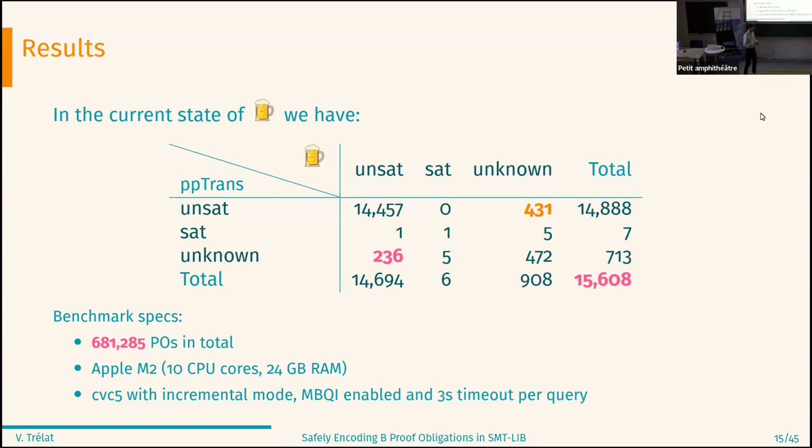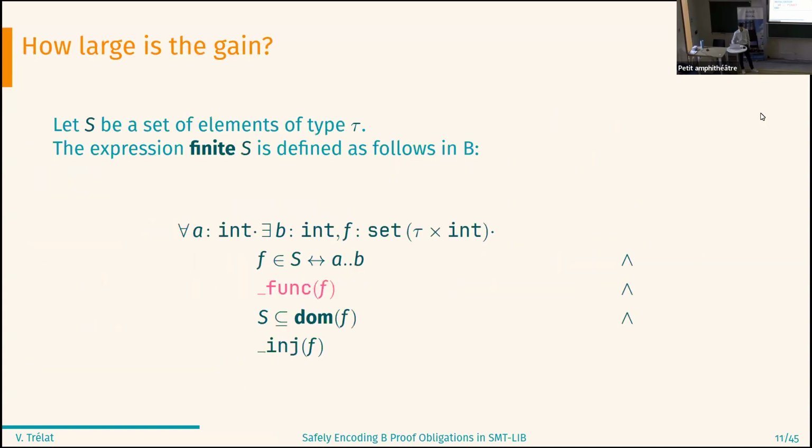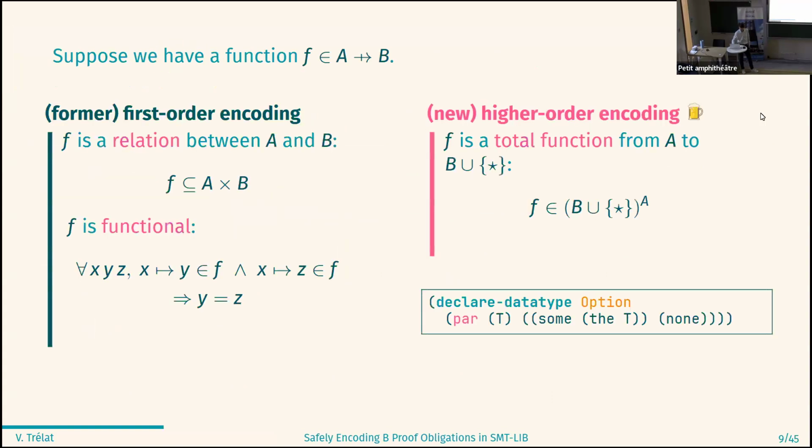If you go backward to the star, converting the partial functions, the undefined functions, into total functions. This slide? I think it was backward one. Yes, here. So this trick, this new higher order encoding.